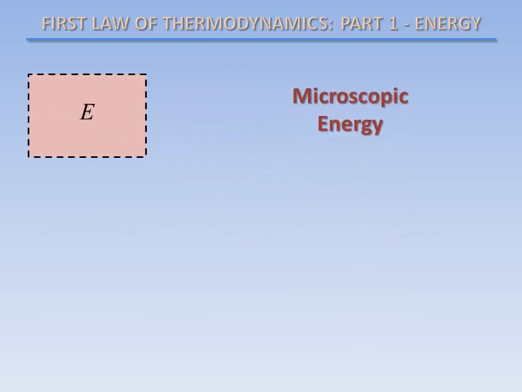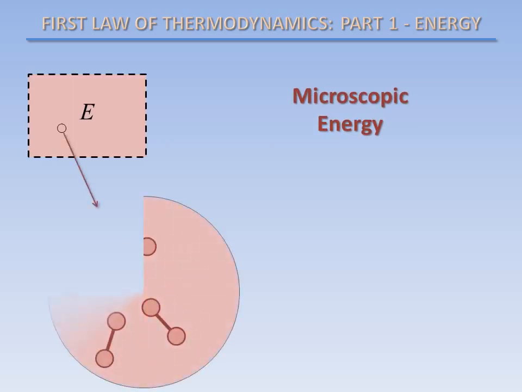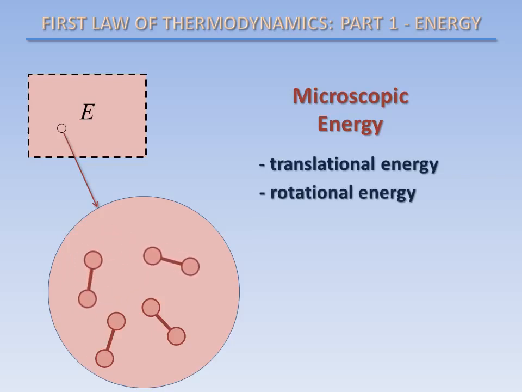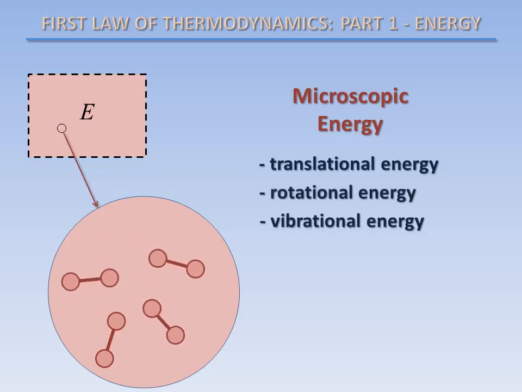We will first look at the different forms of microscopic energy, which, as the name suggests, relates to the molecular structure of a system and to the degree of molecular activity. Each molecule within our system can have translational kinetic energy, rotational kinetic energy, and vibrational kinetic energy.